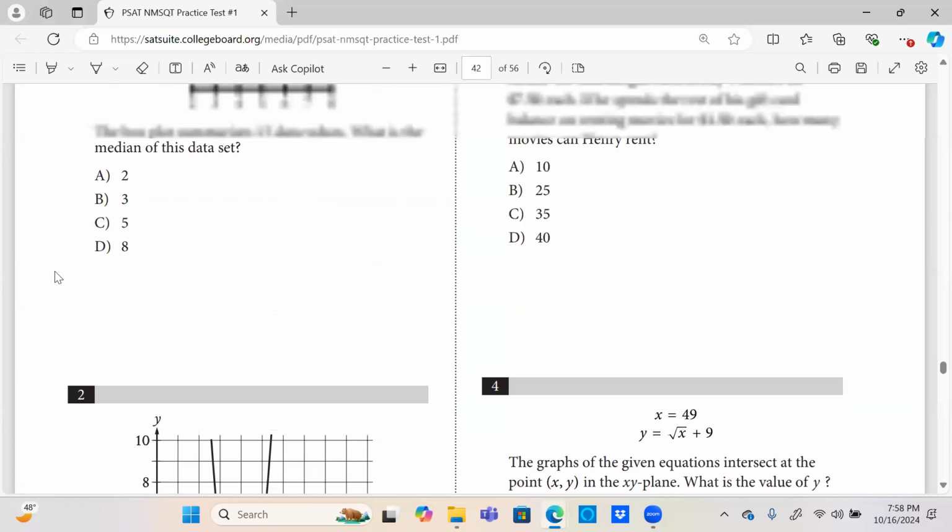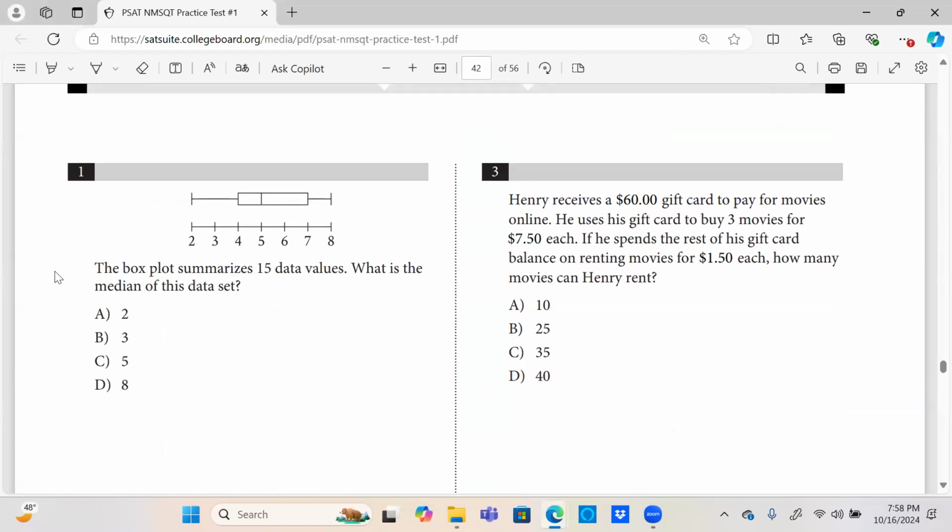Going up here to number 3, Henry receives a $60 gift card to pay for movies online. He uses his gift card to buy 3 movies for $7.50 each. He spends the rest on renting movies for $1.50 each. How many movies can he rent?